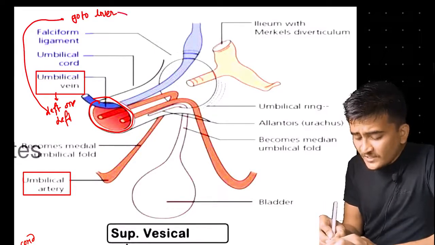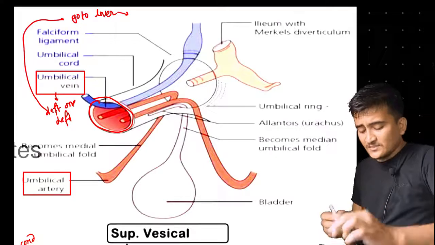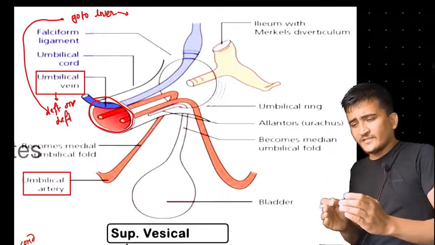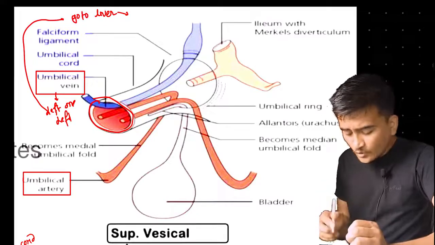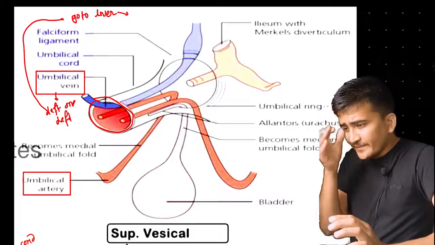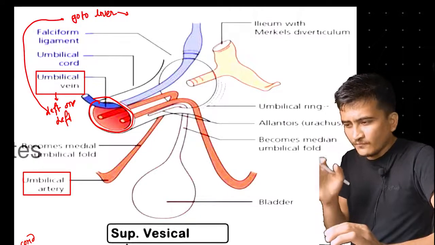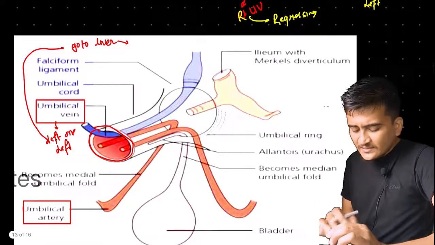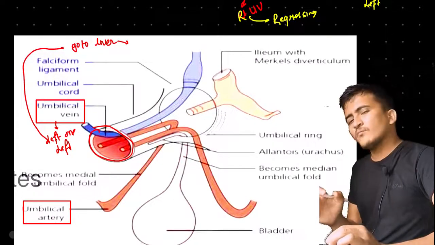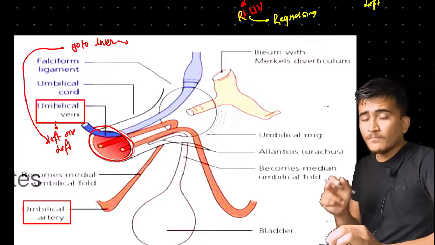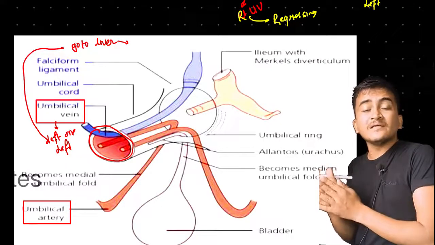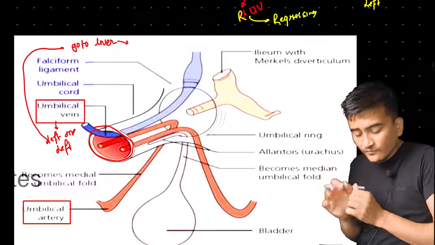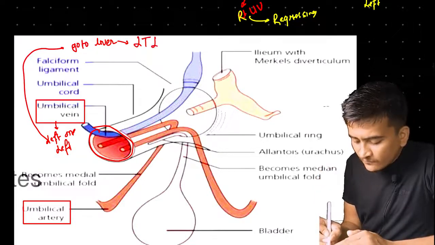Now this left umbilical vein is covered by a double fold of peritoneum, right? Now, since it goes to the liver, this left umbilical vein will form the ligamentum teres of the liver.